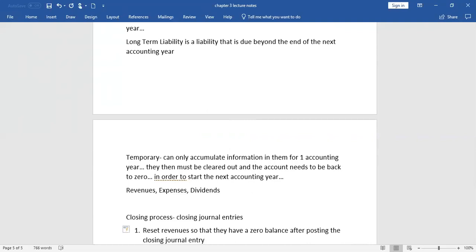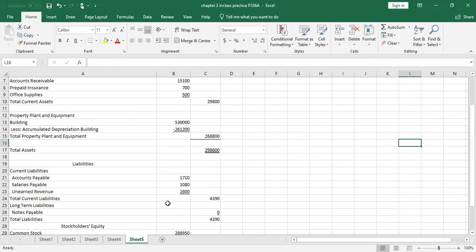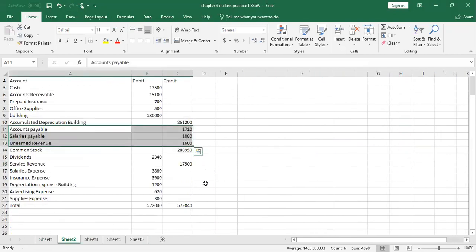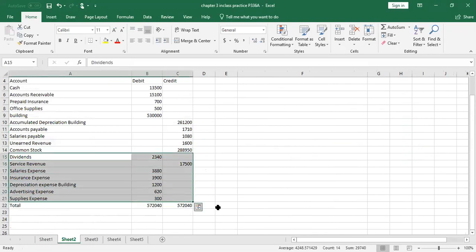Maybe we'll do that one first. Now get your general ledger out for Guthrie, because I'm going to have you post each of these closing journal entries as we go. So I'm going to go back over, and here's Guthrie. If you don't have your general ledger in front of you, here are all the accounts that currently have a balance that are temporary. They need to have a zero balance.